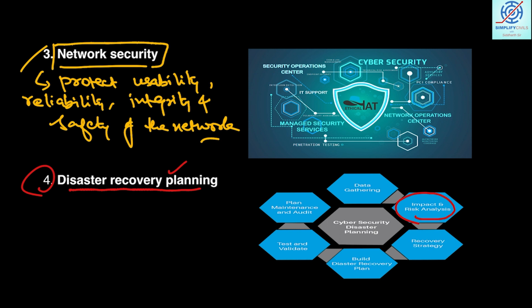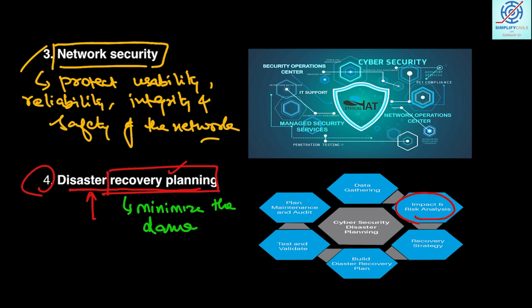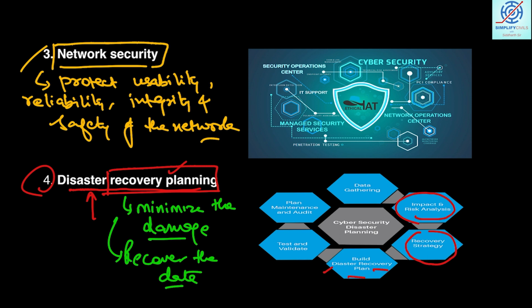Let us suppose the attack happens and a cyber attack has happened to the system. We need to ensure what recovery planning we have, so that we can minimize the damage and recover the data. So this is what is written here: we need to ensure the recovery strategy, build the disaster recovery plan, ensure the plan for maintenance of the audits and everything, and gather the data as well. All these things come under the topic of cyber security, where there should be some kind of recovery planning.